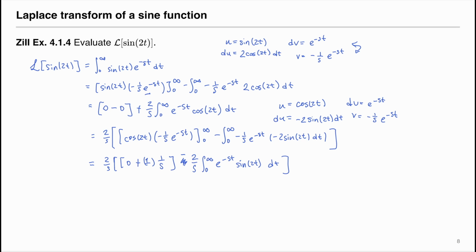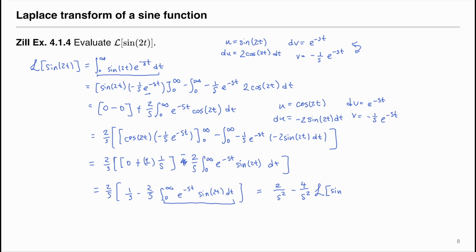Let's reorganize everything. So 2 over s multiplied by 1 over s minus 2 over s, the integral. And this integral looks familiar. This is exactly where we started. So this integral is the Laplace transform of sine of 2t. So we can write it out, and multiply the 2s out, so 2 over s squared minus 4 over s squared times the Laplace transform of sine of 2t.